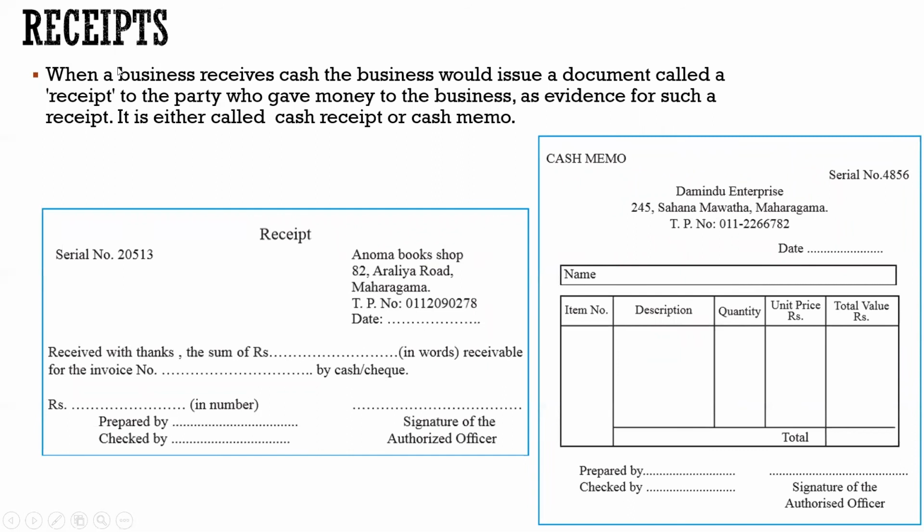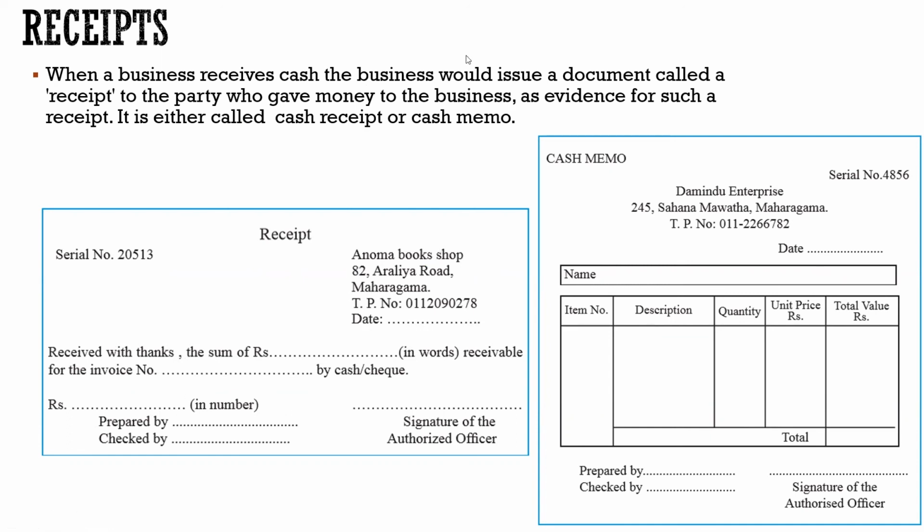When we look at receipts, when the business receives cash, the business will issue a document called a receipt to the party who gave the money as evidence. It is either called a cash receipt or a cash memo. So when we are getting money, we use a document where we provide evidence of the amount we received in value and the description.